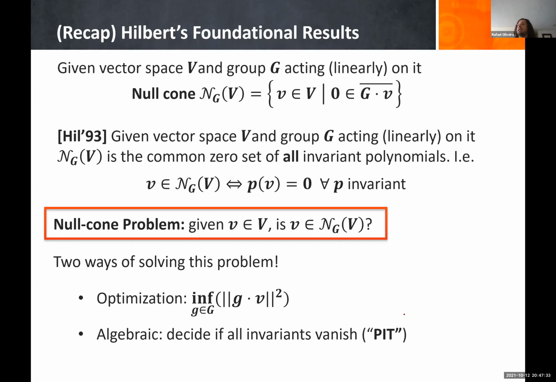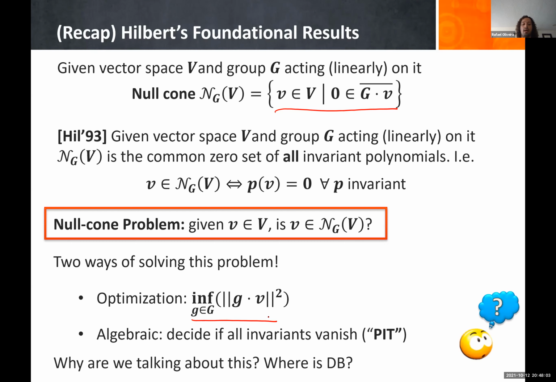That was the PIT version, but the other version is an optimization version. We have the optimization version of the definition, which is what Hilbert already talked about: is zero in the orbit closure? So we need to solve this problem here: can we minimize this norm, and is this norm zero? If the infimum is zero, we know we're in the null cone. If it's not, we're not in the null cone.